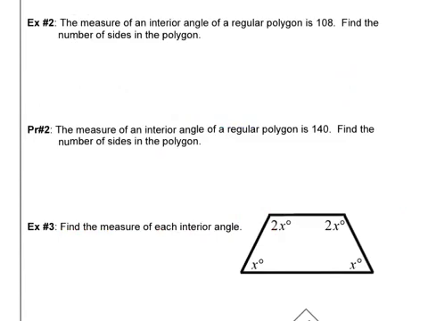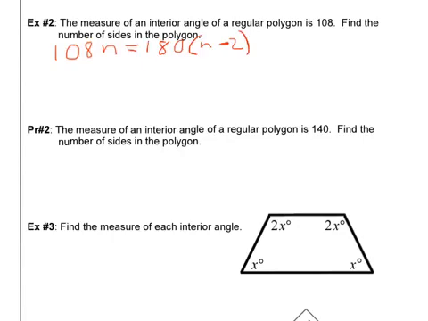Okay, so finishing up the 8.1 notes here, let's take a look at this example number 2. It says the measure of an interior angle of a regular polygon is 108. Find the number of sides in the polygon. Okay, regular means that all the sides and all the angles are the same. So if one angle is 108, then all of them are 108. So if I wanted to get the total, I could say 108 times n, meaning the number of sides. I don't know what the number of sides are yet, but I still know that this represents the total. And I also know that this equation, 180 times n minus 2, also represents the total.